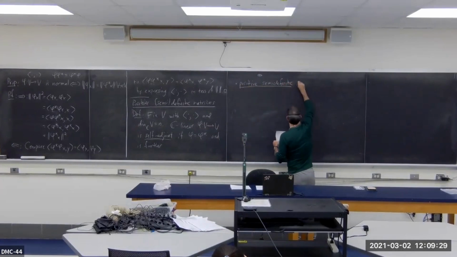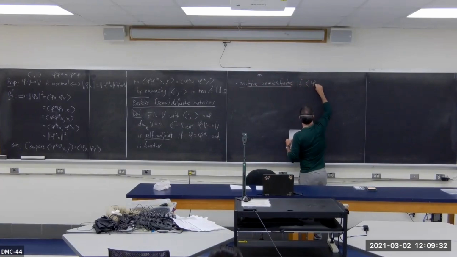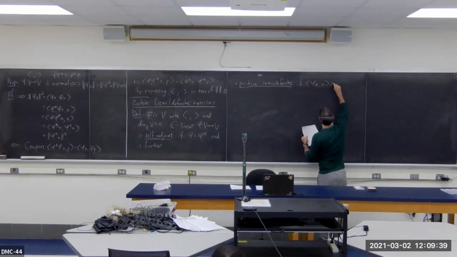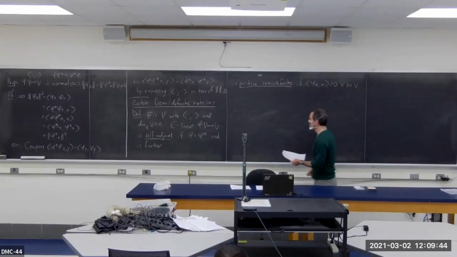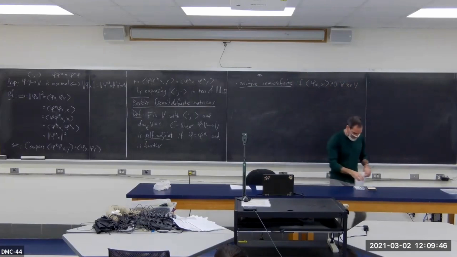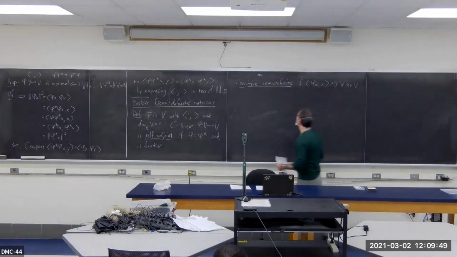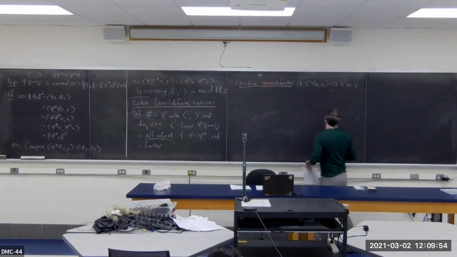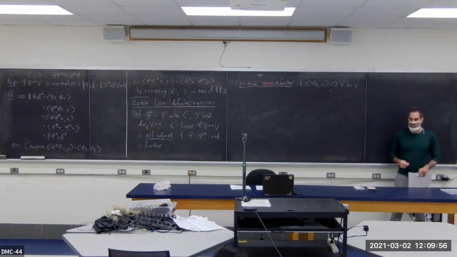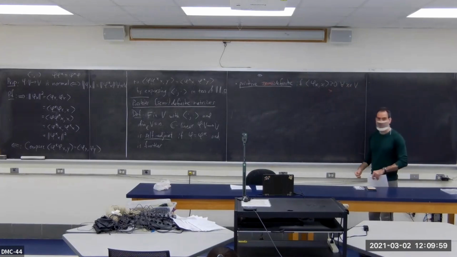That's if Px paired with x is greater than or equal to 0 for all x in V. And I will call it positive, cross out the semi, and then I'm going to just write a greater than. So it's positive definite if these inner products are all strictly positive, and not just greater than or equal to 0, but strictly positive.